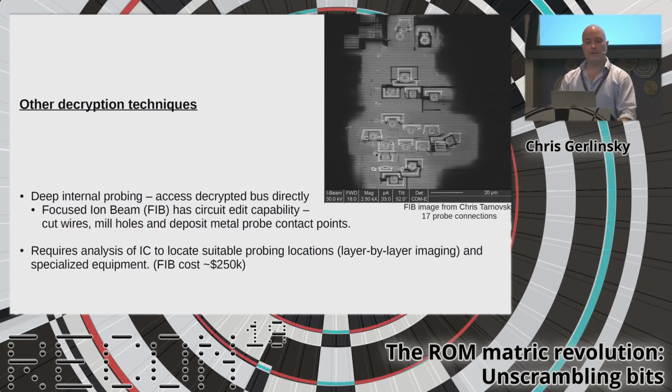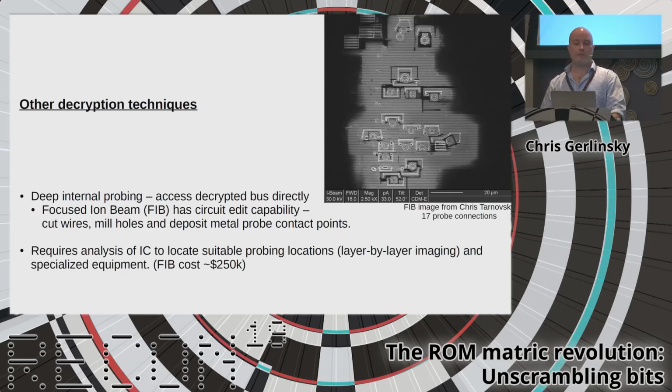Another decryption technique is probing directly, having the hardware do the decryption for you. If you can follow the circuitry within the chip past the decryption block, and you can find locations to actually connect with needles, then you can physically probe and read out the decrypted data. This picture here is a focused ion beam image from Chris Tarnovsky. He's put 17 connections down. Each of those little circles, you can put a microprobing needle on, and those connect down to internal layers within the chip.